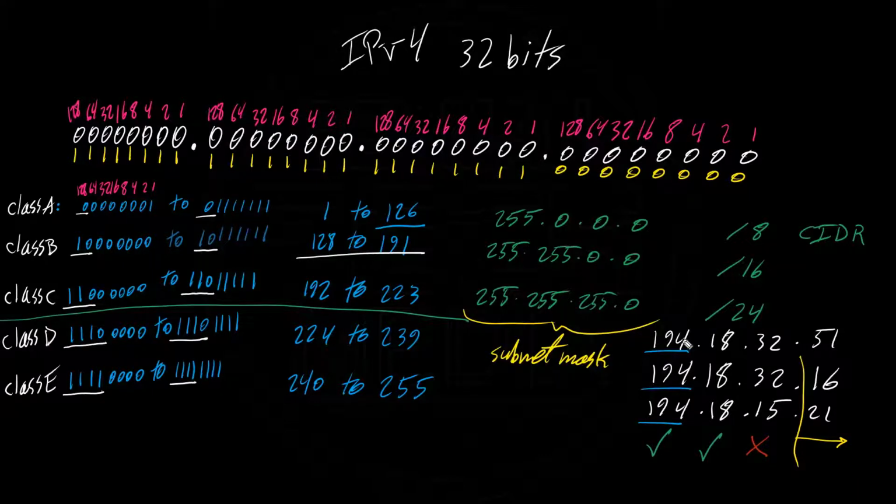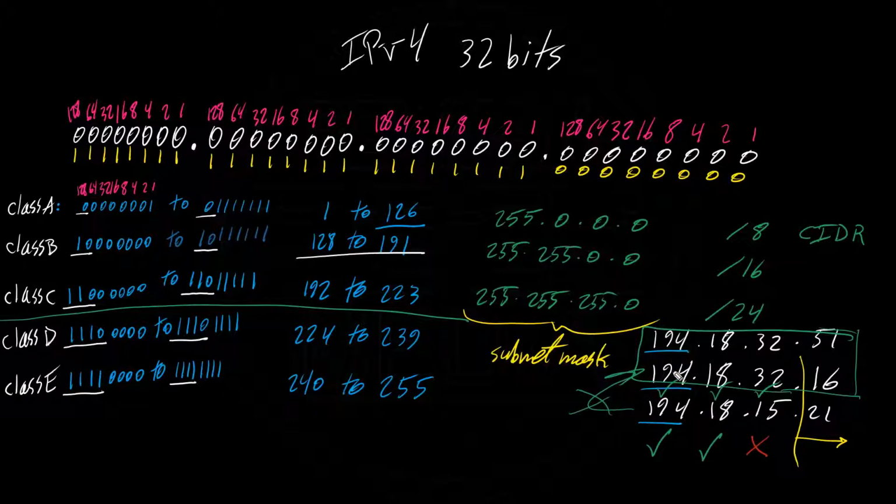And the first three octets must match. Let's see. So 194, very good, matched. 18, matched. 32, matched. Very good. So these two IP addresses are on the same network. They are on the same class and same network. But all these IP addresses, they are only on the same class. This IP address is not on the same network as these two.